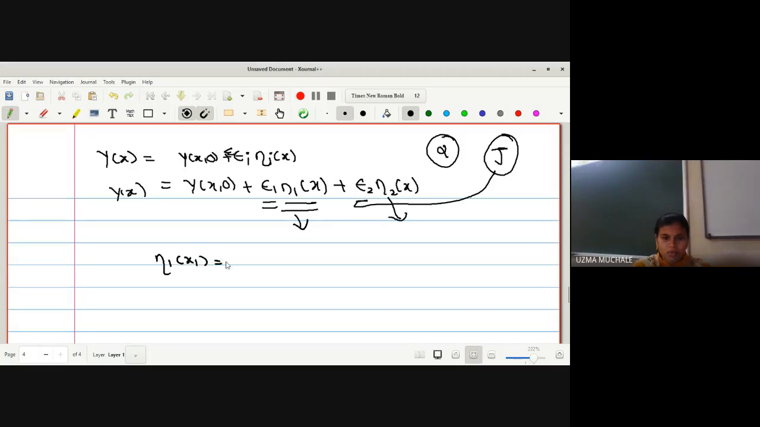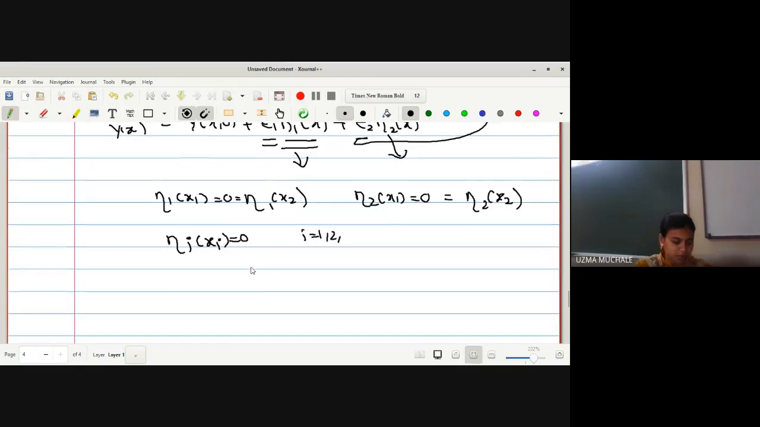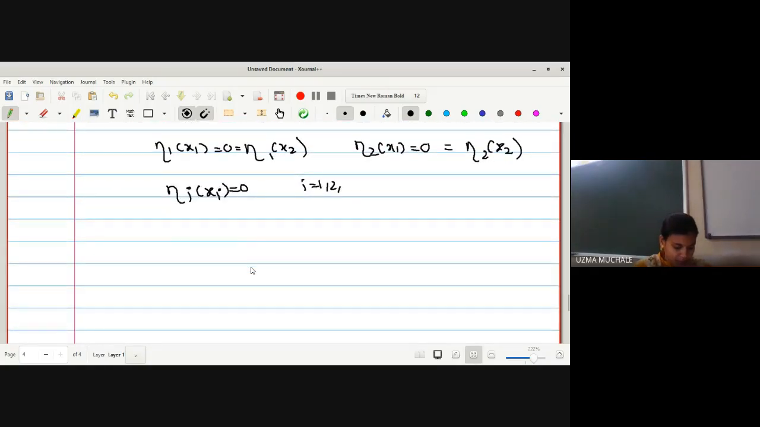What are the conditions for eta i of x? Eta 1 of x1 equals 0 and eta 1 of x2 should be 0. Next, eta 2 of x1 is 0 and eta 2 of x2 is 0. In general we can write eta i of x_i equals 0 for i running over 1 and 2 only. So we have just renamed all the possible paths passing from point P to Q. If epsilon 1 and epsilon 2 both are 0, we get the correct path.